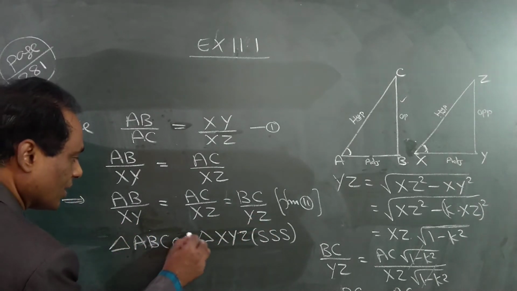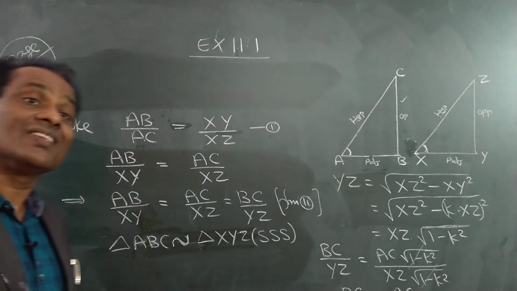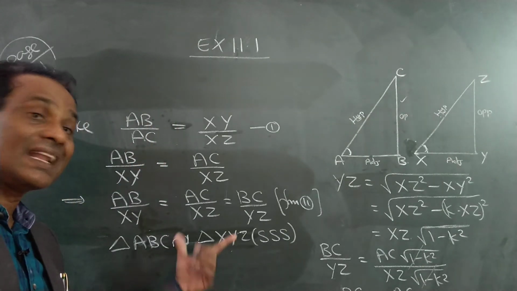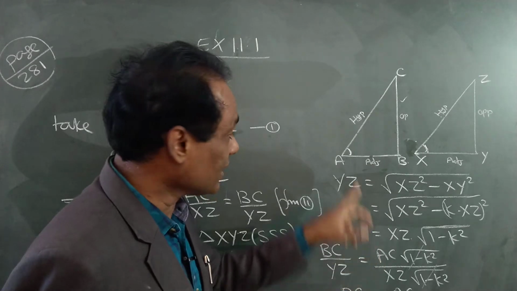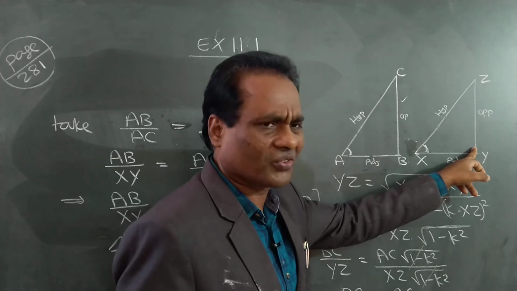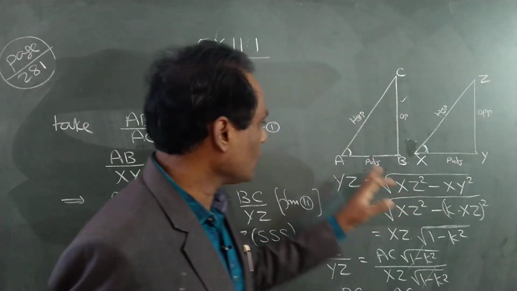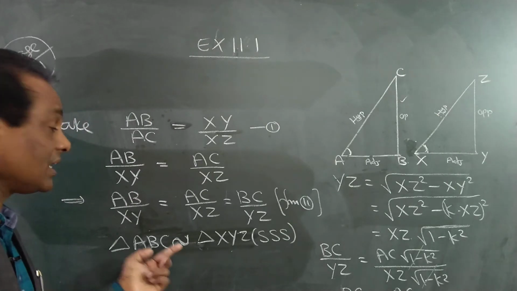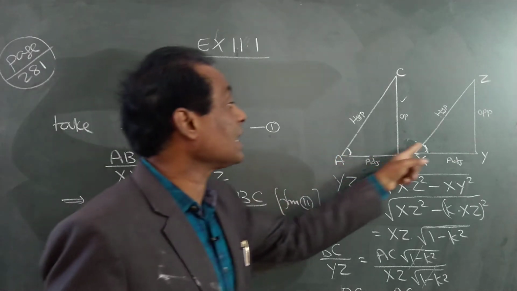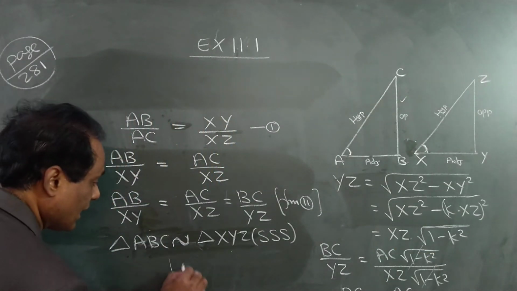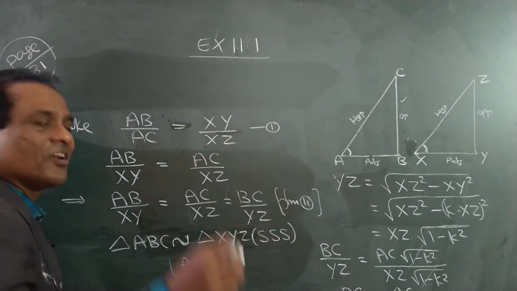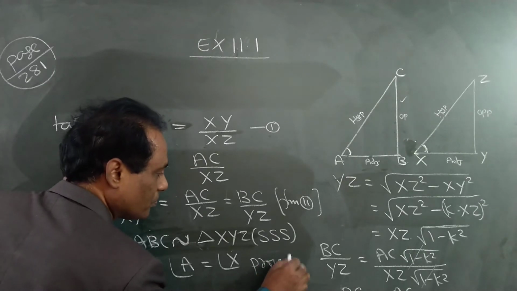See, this is a similar symbol. Similar means corresponding angles are equal. If two triangles are similar, then angles are also equal. Corresponding angles: angle A will be equal to what? Angle X. B equal to Y, of course, and C equal to Z. So these two triangles are similar. Why are they similar? The ratio of the sides is the same. Similar means corresponding angles are equal. That means angle A is equal to angle X, which is the required proof. That only we required to prove.